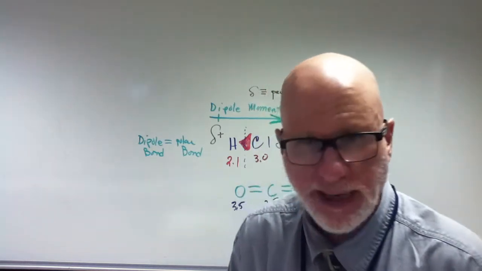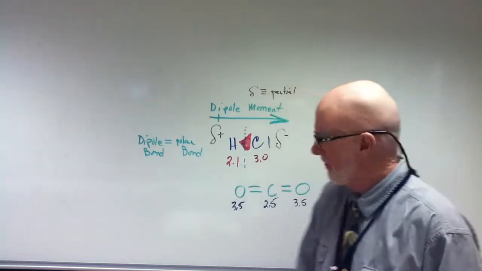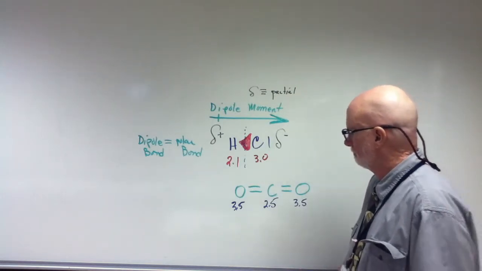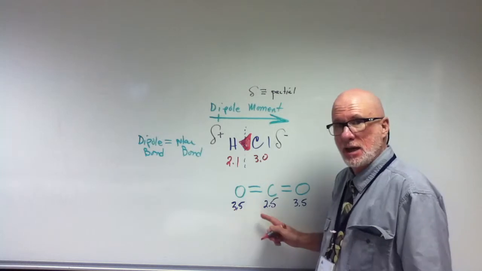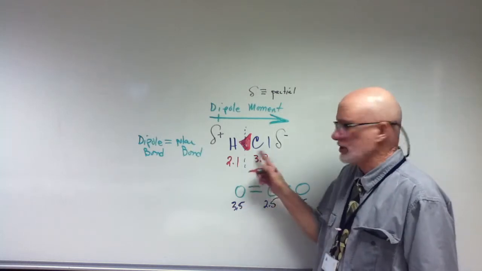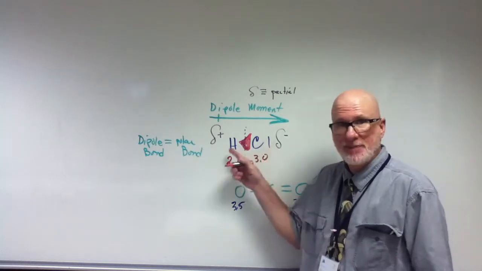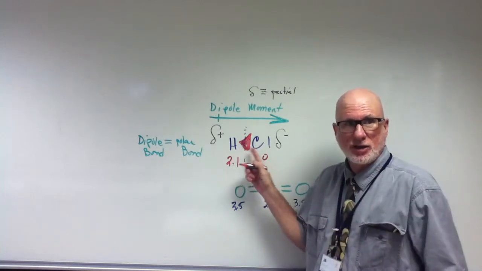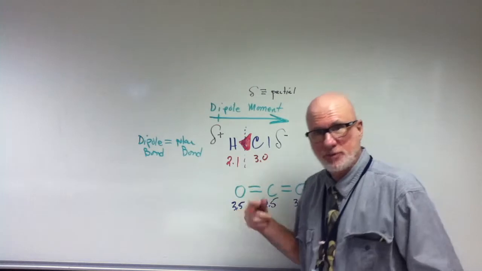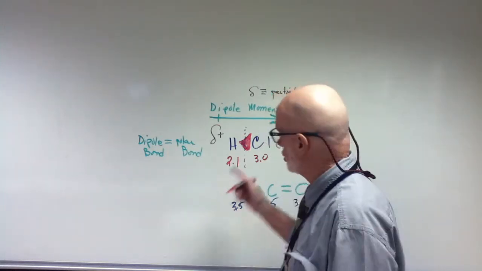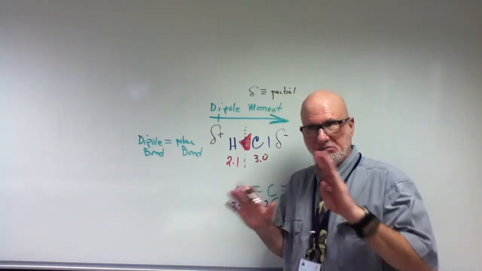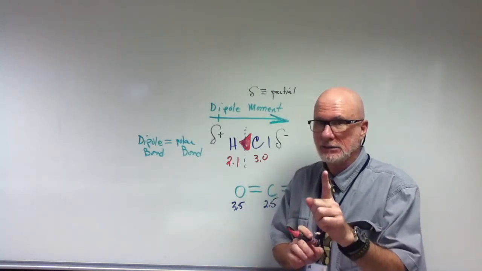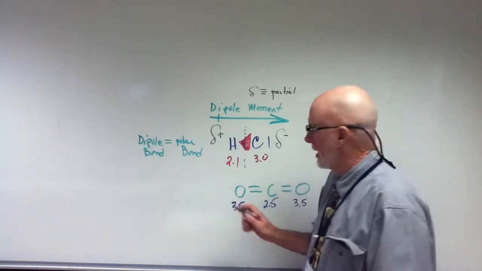All right, so what has a larger pull on the electrons? Oxygen. Okay, so the difference is 1. Here it's just 0.9. And that's a serious dipole, by the way. That's a seriously polar molecule. In terms of polarity, hydrogen chloride is very polar. Not ionic.